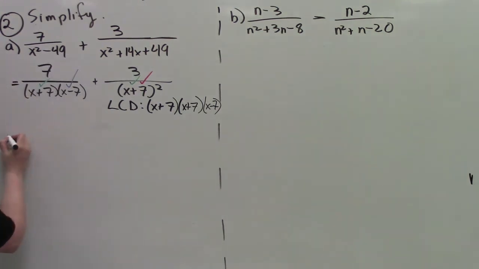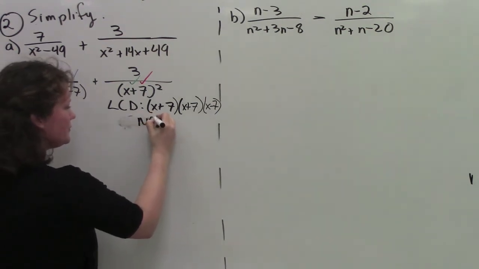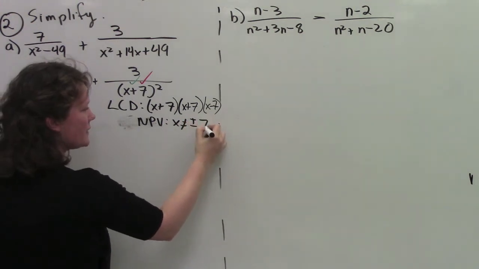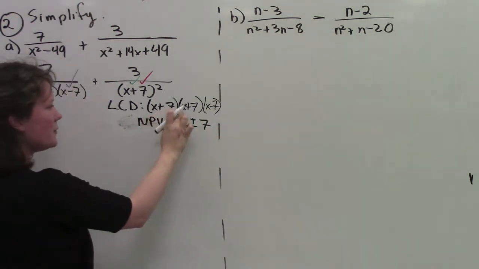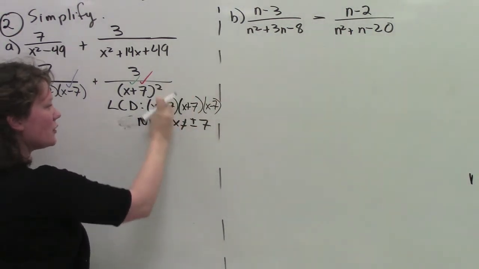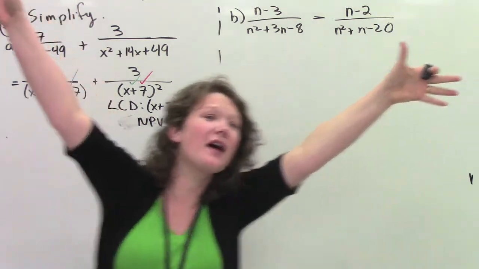So what I need to do is find the non-permissible values. X cannot equal plus or minus 7, because if I put negative 7 here or plus 7 here, it would bring the lowest common denominator to 0, and we have something that's undefined.